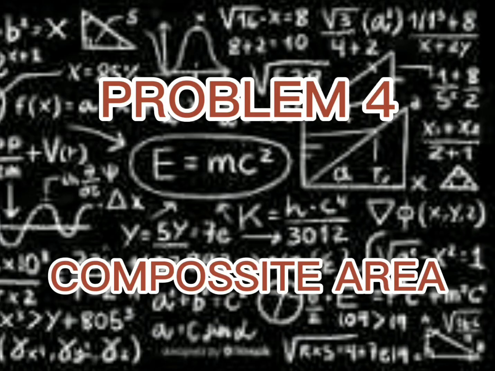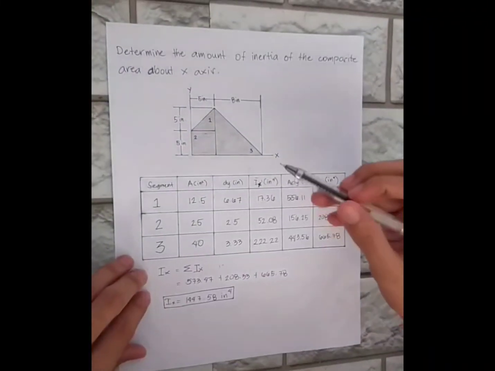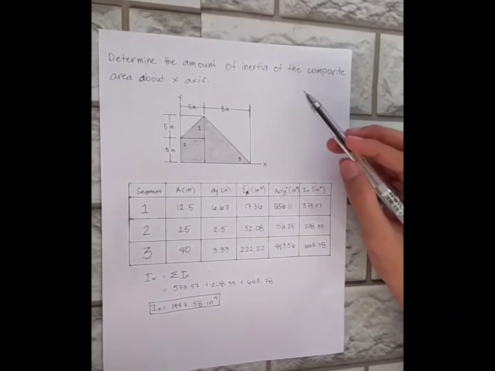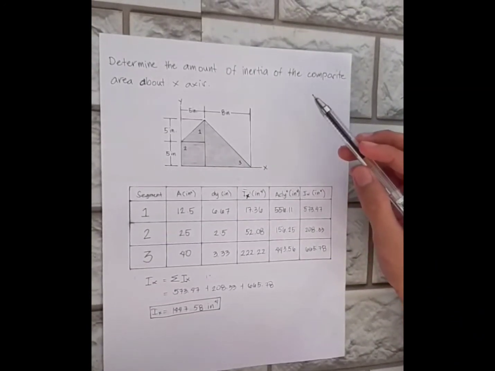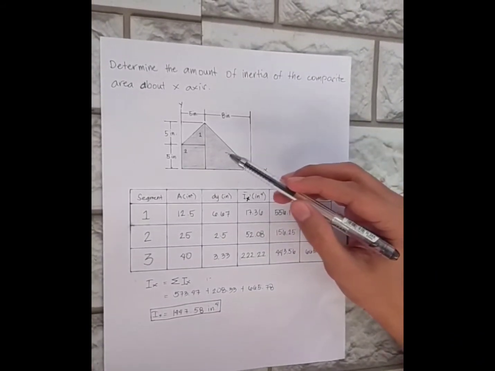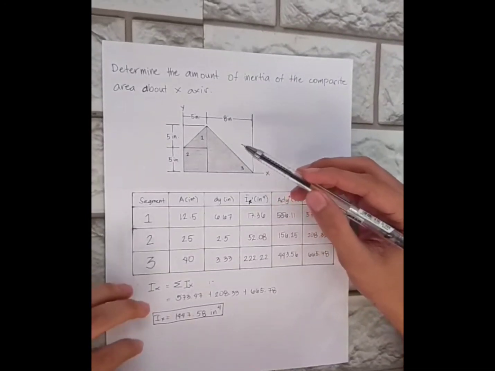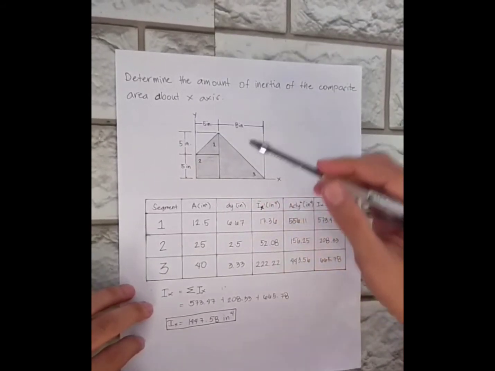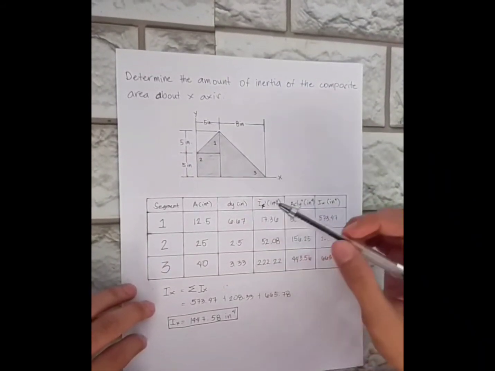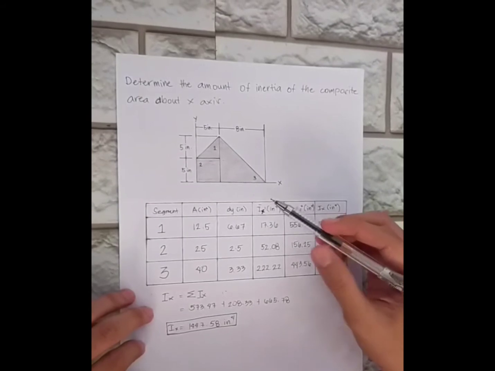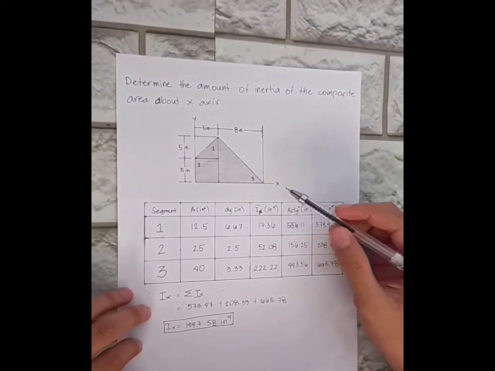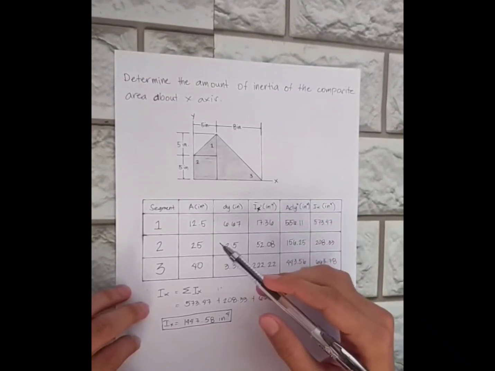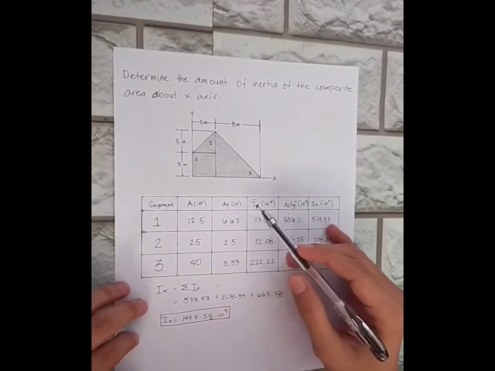Problem 4, composite area. And we are now in our fourth problem, to determine the moment of inertia of the composite area above the x-axis. If you notice, we have the same figure as in the past problem, but I only changed the given base and height. In this problem we also use the parallel axis theorem, but now I'm using the table method for an easier process and easier to understand.